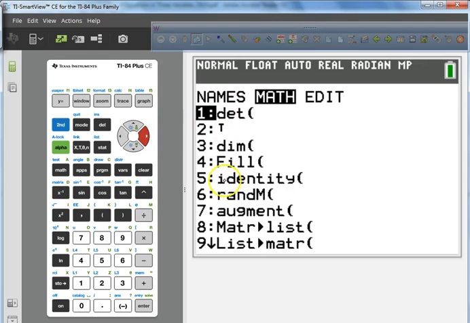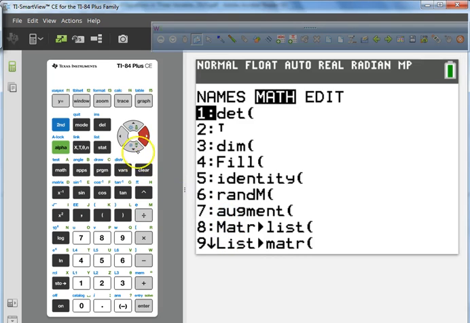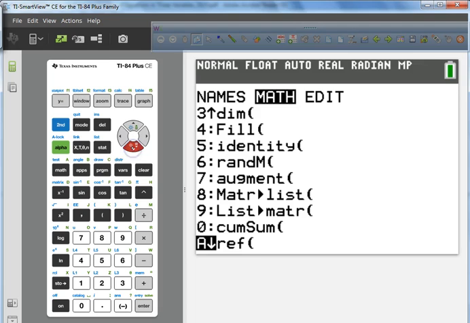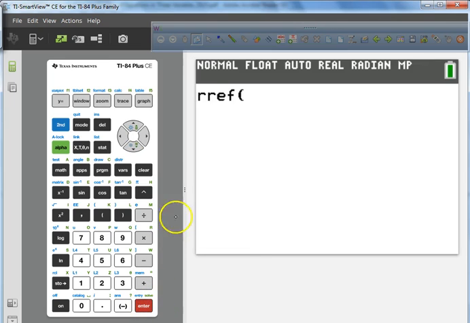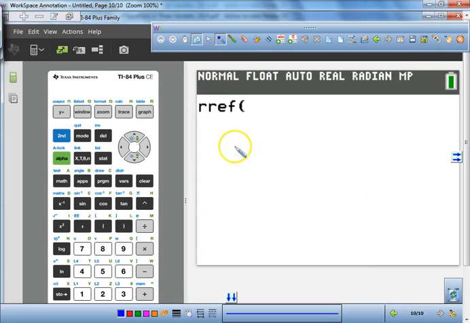And there's a whole bunch of stuff here. We're not going to go over all the stuff, all right? DET stands for determinant. We're not going to find the determinant or anything like that. We're just going to go all the way down. Just keep going down, okay? And I want you to go to B, where it says RREF, okay? We press Enter.